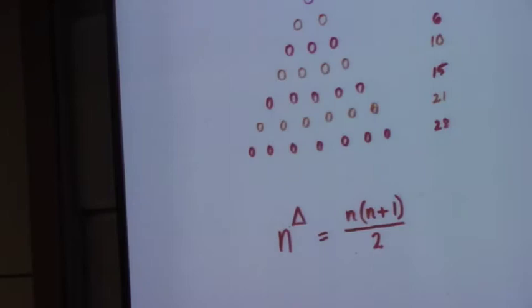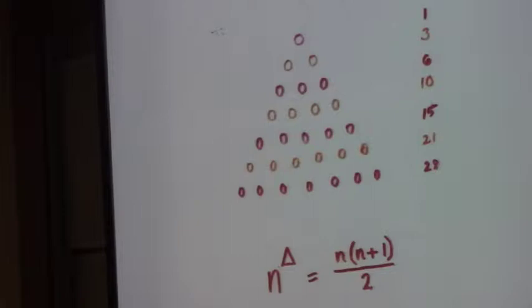But in our teens, we got back in touch and we exchanged letters, and he asked me some questions about triangular numbers. And that got me interested in the nature of triangular numbers. So here is just a picture to remind you of the standard fact that the nth triangular number is n times n plus 1 over 2, a quadratic number.